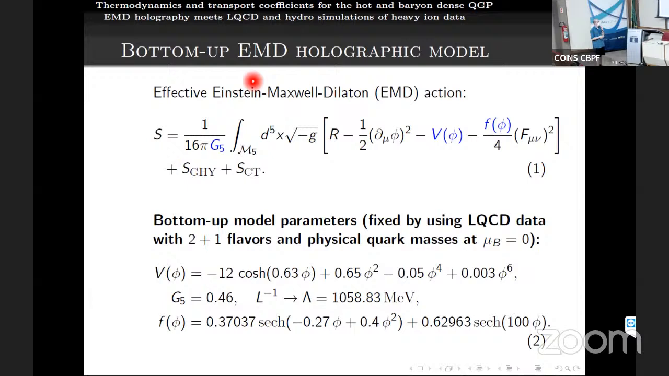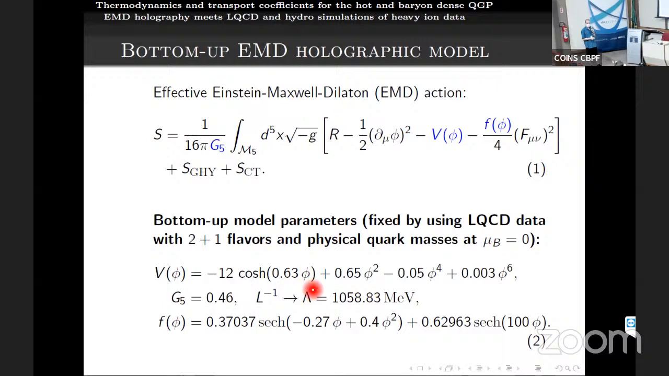So this first term here is just the Einstein-Hilbert action. Here I have the contribution related to the dilaton field. And here I have a coupling between the Maxwell field and the dilaton field, and also the metric field here. And I also have some boundary terms here, which I will not have time to discuss. The specific model within this class of Einstein-Maxwell-Dilaton actions that I will be considering is given by these parameters here. So the dilaton potential is given by this potential here. This coupling function between the gauge field and the dilaton is given by this expression here. The five-dimensional Newton's constant is given by this value here. And the inverse of the asymptotic AdS radius is given by this energy scale here.